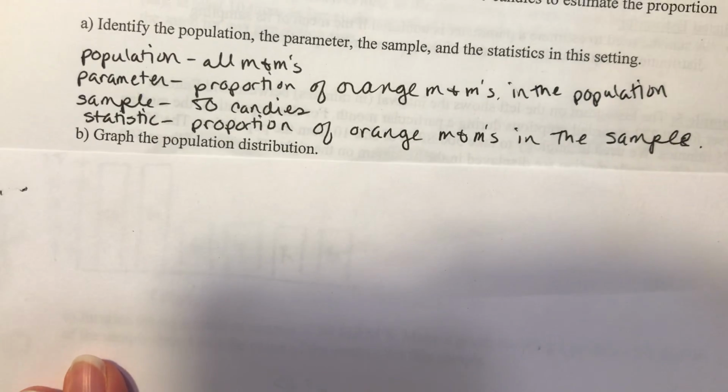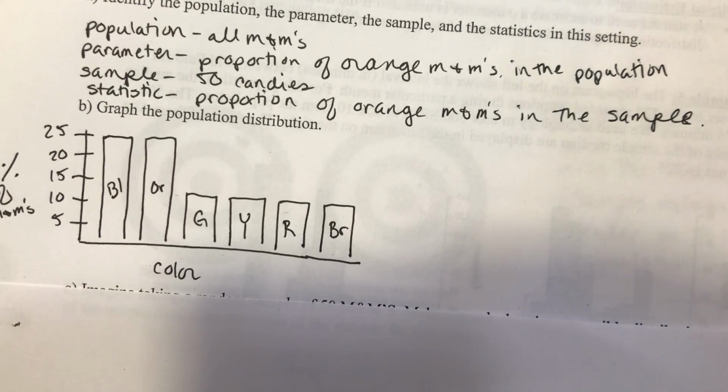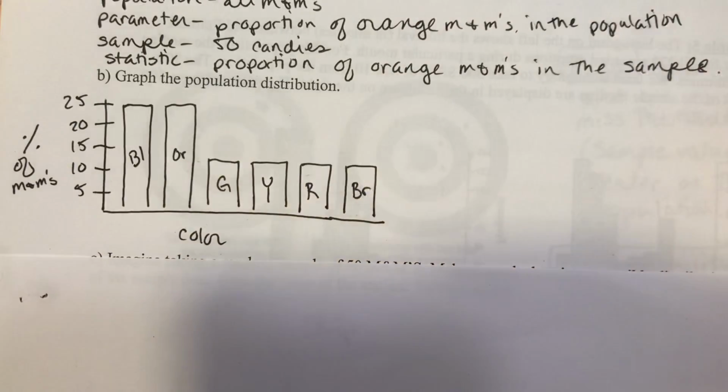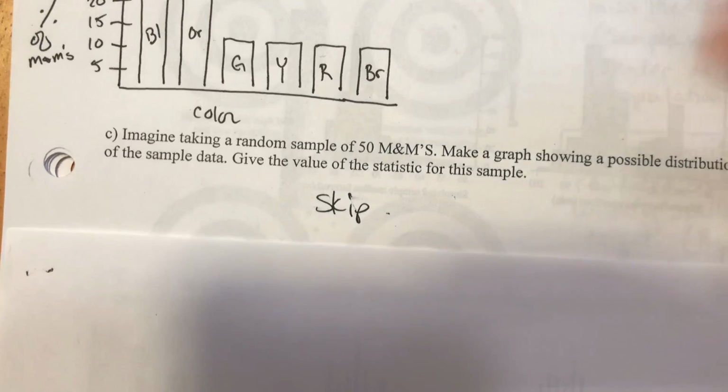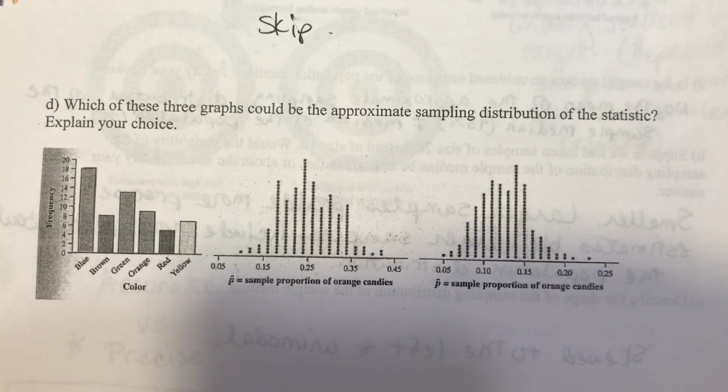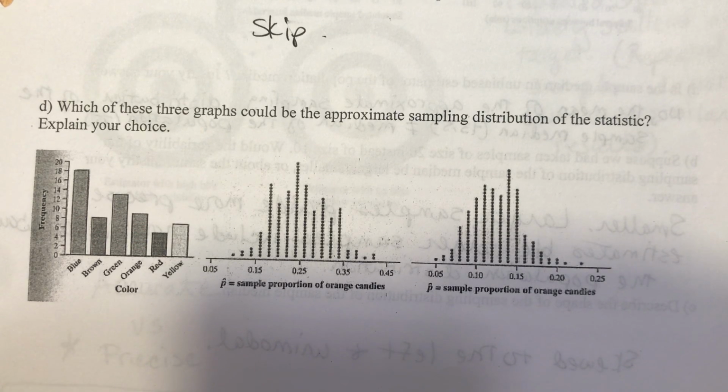To graph your population distribution, I just threw together a nice little bar graph, okay? Percent of M&Ms, the color of the M&Ms, there you go. Okay, we're gonna skip part C. I'll link it. Okay, but I do wanna talk about part D. Which of these three graphs could be the approximate sampling distribution of your statistic? So if you take samples of size 50 over and over and over again, and you graph the proportion of orange M&Ms, then which one would work?